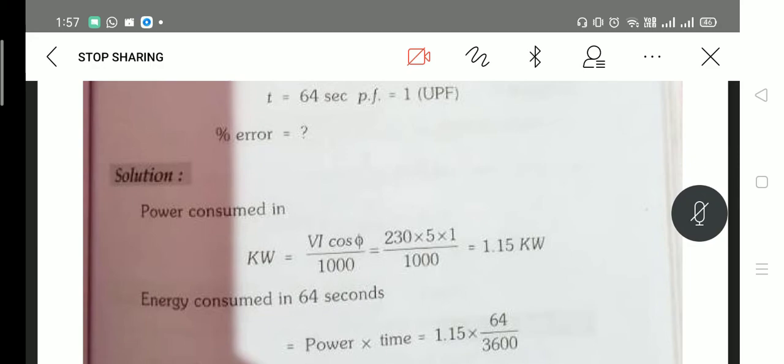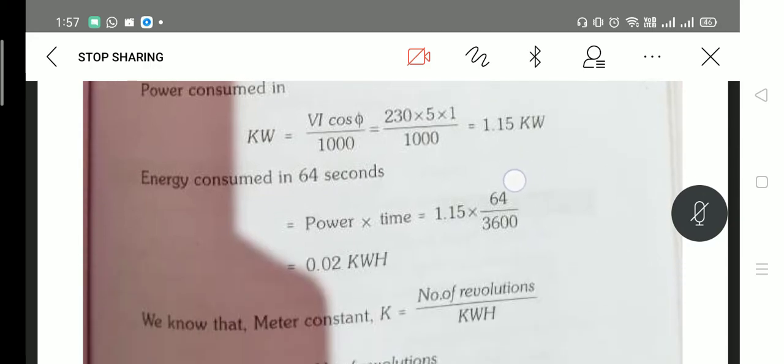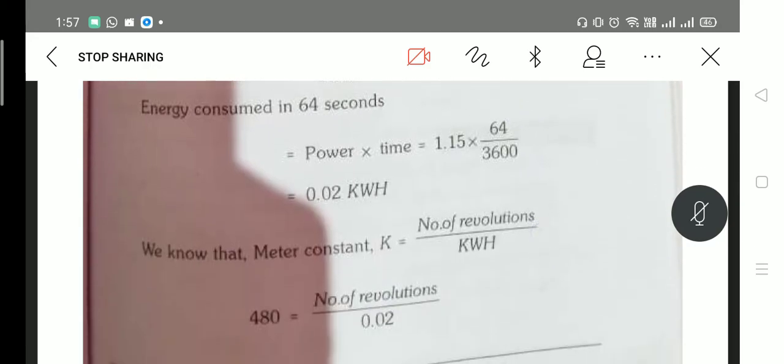Then after we can find the energy. Energy formula is power into time. So, substitute the power and time. Time is 64 seconds is given. So, we can convert 64 seconds into hours by using 64 by 3600. We can divide with 3600, we will get the value in hours. So, 1.15 into 64 by 3600, we will get the energy value, that is 0.02 kilowatt hour.